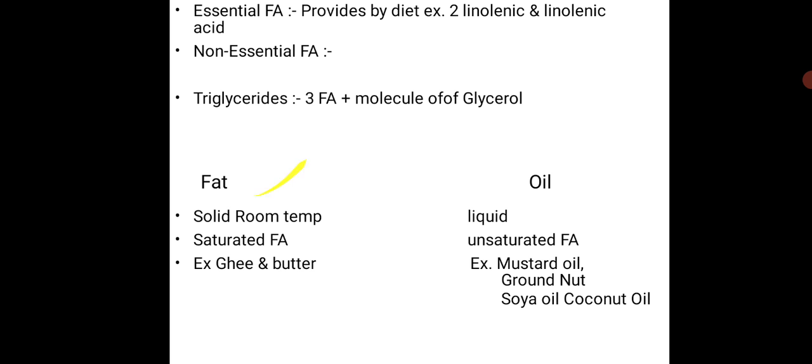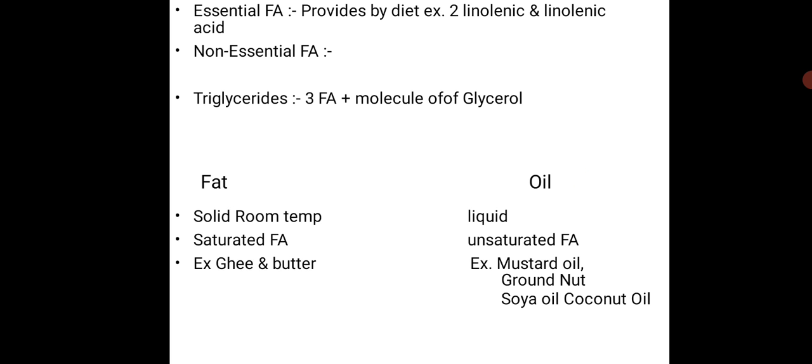Fat and oil: what is the difference between these two? Fat is solid at room temperature. Ghee and butter are examples, solid at room temperature, but if you heat them they become oil or liquid. Fat contains saturated fatty acids, meaning single bonds.